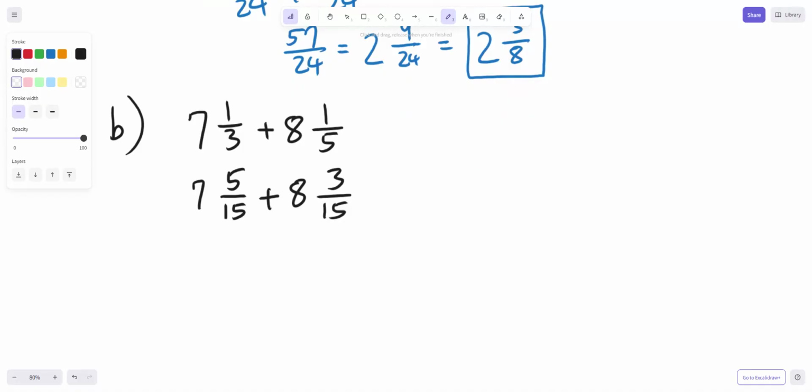some elementary teachers tell you to change it to like an improper fraction. You can do it that way. I prefer to just keep it whole numbers with whole numbers and fractions with fractions. So 7 plus 8, that's going to be 15. And then 5 fifteenths plus 3 fifteenths, that's 8 fifteenths. Can't be simplified, so that's just my answer. 15 and 8 fifteenths.